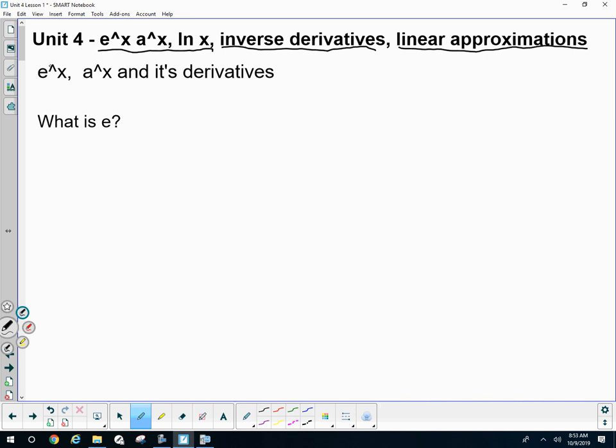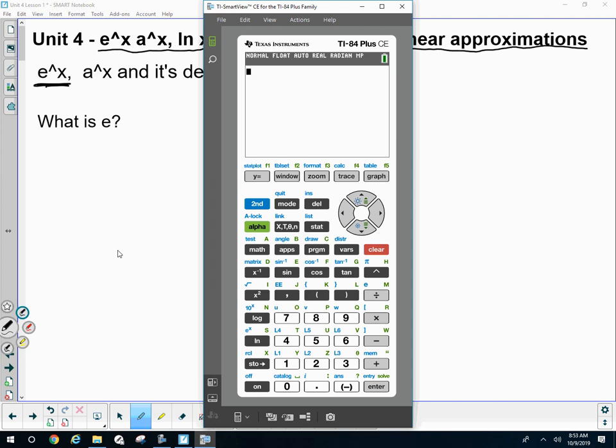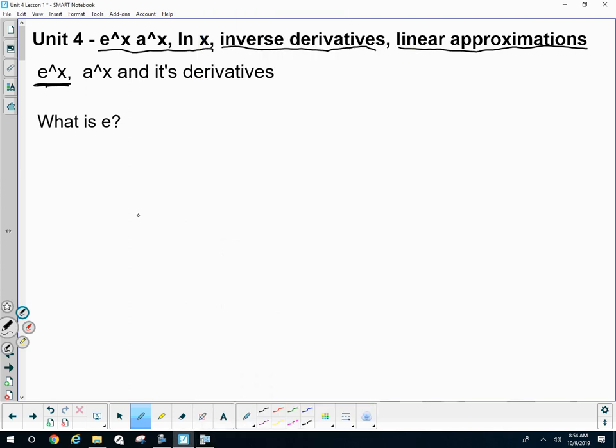So let's start with e to the x and a to the x. What is e is the first question. Everybody knows that you could type it into your calculator, and you get like 2.717. Let's see, e can be found over the division symbol, or you got e to the x. Doesn't matter, you get 2.71828. But we're like, where does that number come from? Well, e is a very important number. It's called the natural constant.